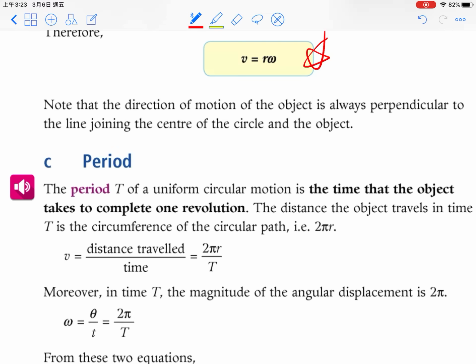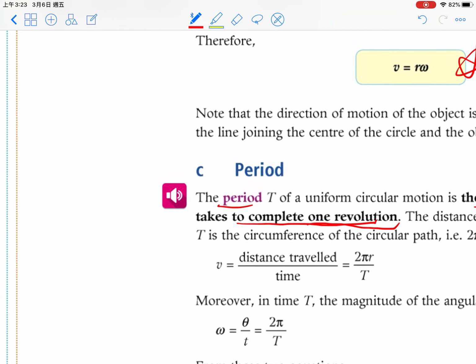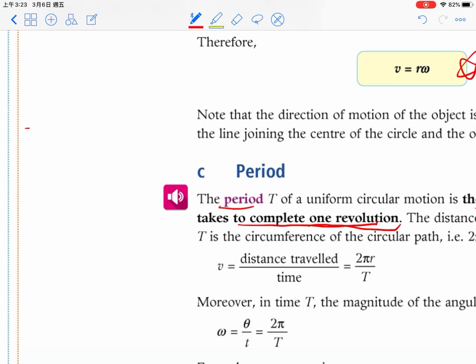Suppose the object has moved for one circle, okay, one revolution. The time is called the period. Okay, now the time for the object to complete one revolution is 1 period. And we need to know how to derive some equations about the period. So period, time for one revolution. If it moves one circle, then the distance would be 2 pi r. Okay, the speed is v. So the period is 2 pi r over v.